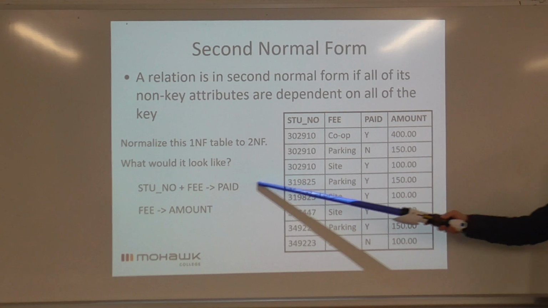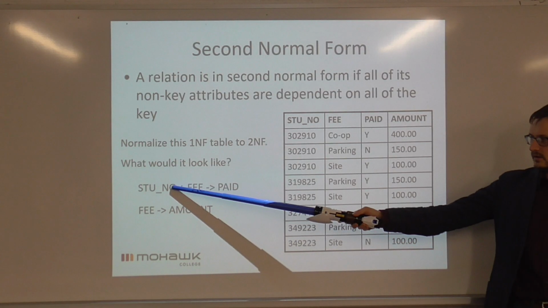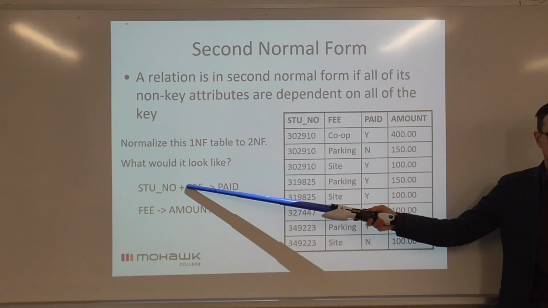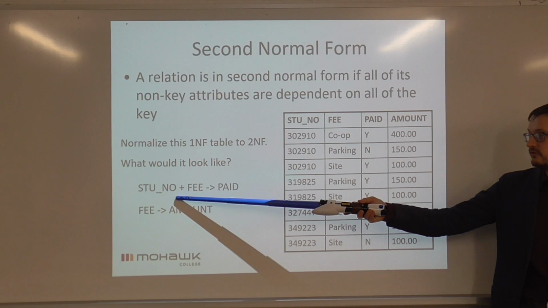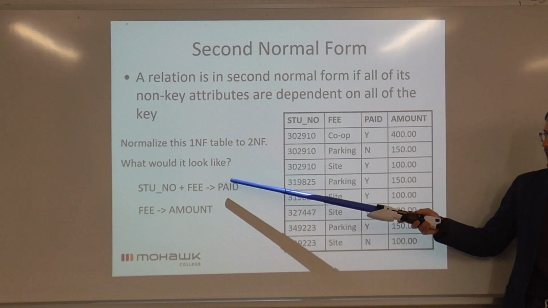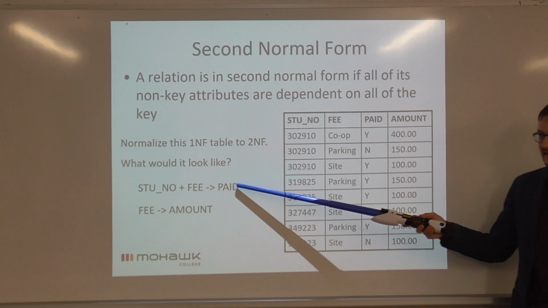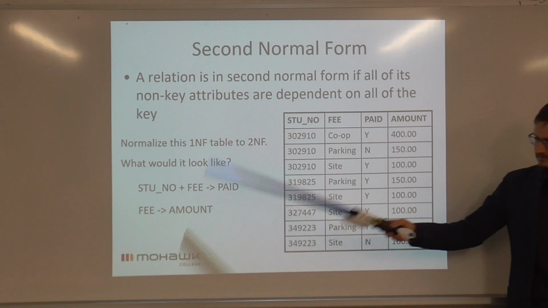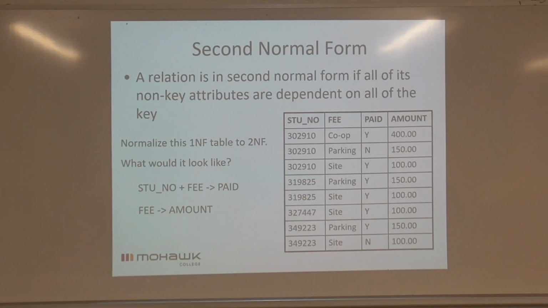Yes. So yeah, this notation. When you see the plus on this side of the arrow, that means that this is a composite key. Everything on this side of the arrow is the thing or things that are dependent on that composite key, right? And if there's no plus, it's not a composite key, it's just what it's dependent on.